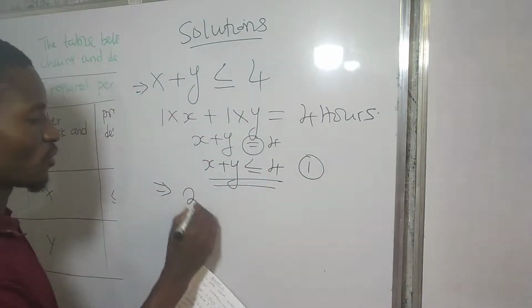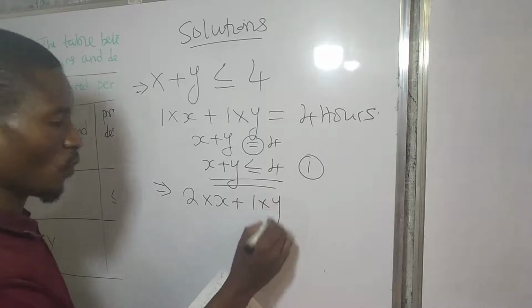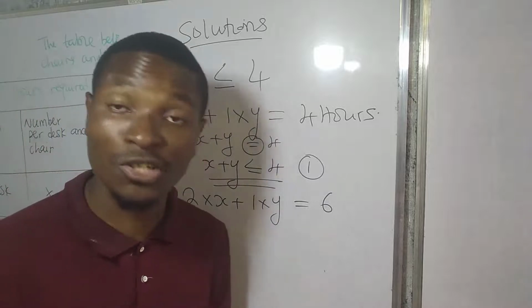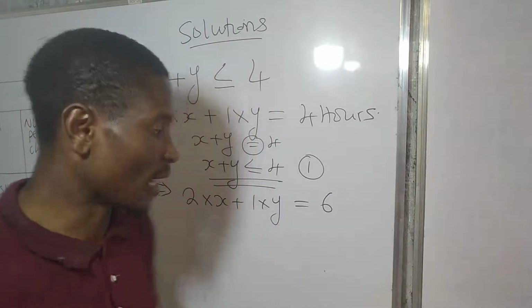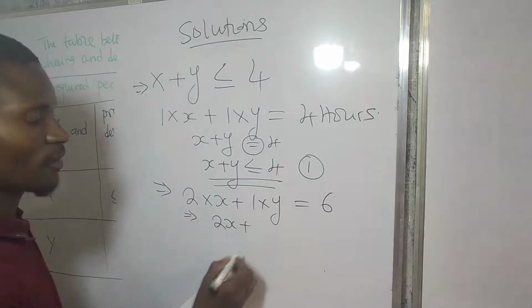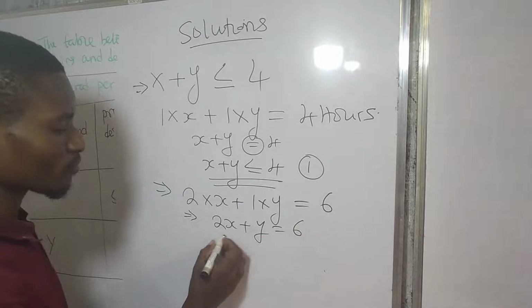Okay, so this is going to be 2 times x plus 1 times y, which then should be equal to 6 hours. So remember, workshop 2 was available for 6 hours. So this is going to be 2x plus y equals 6.